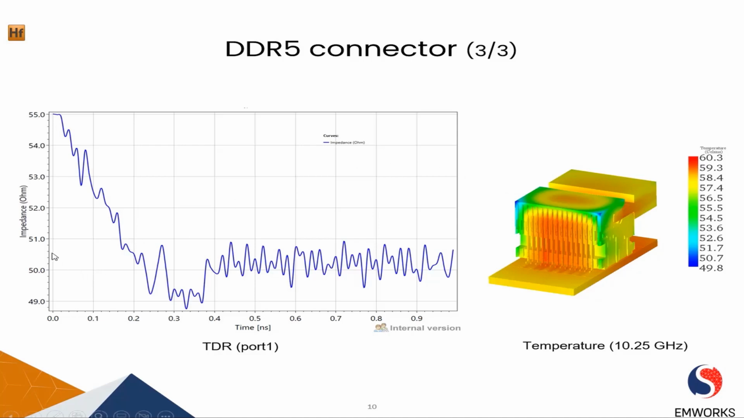On the left, we can see an impedance profile as we go from port 1 to port 2. Basically, we want to see how the impedance is changing as we go from port 1 to port 2. As we can see here, there is good impedance matching, and this helps us to prevent signal degradation and eventually maintain stable communication between the memory modules and the controller.